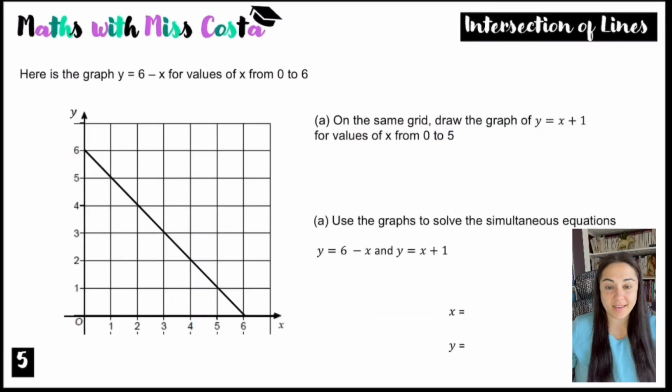So when we're dealing with the intersection of lines, what's really important to know is that when lines intersect on a graph, that means the x and the y coordinates are the same for both lines. So that's actually how we can solve simultaneous equations.